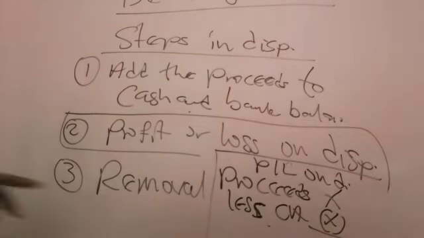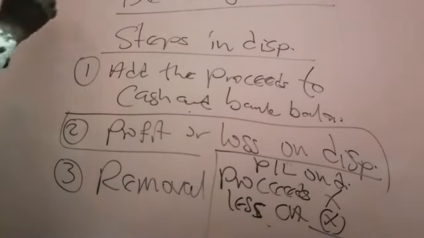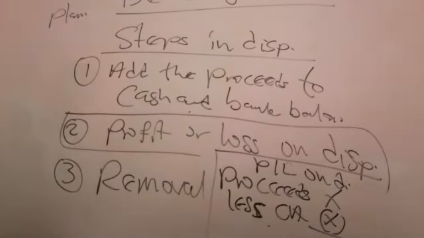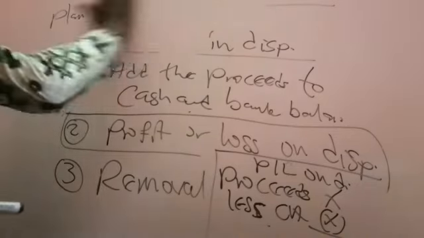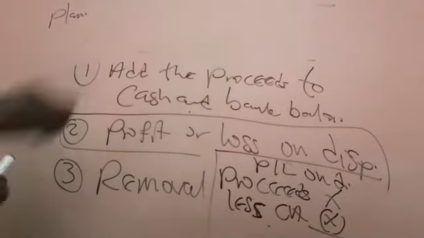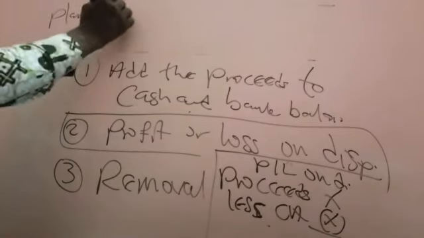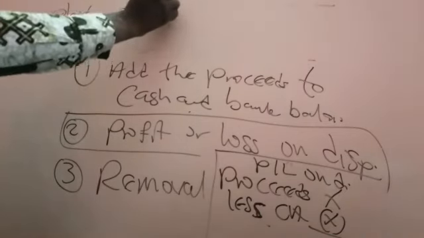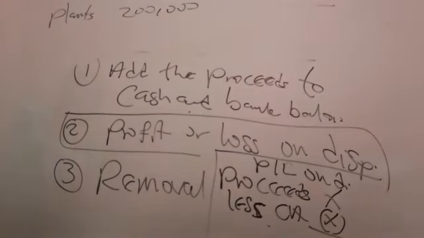And then the removal. Removal simply means all the details of the disposed asset must be cancelled from the books. How do you do the cancellation? You credit the entire cost. So let's assume that the plant that you have, the entire plant, is 200,000. That's the cost of the entire plant. Removal means the cost of the disposed plant.